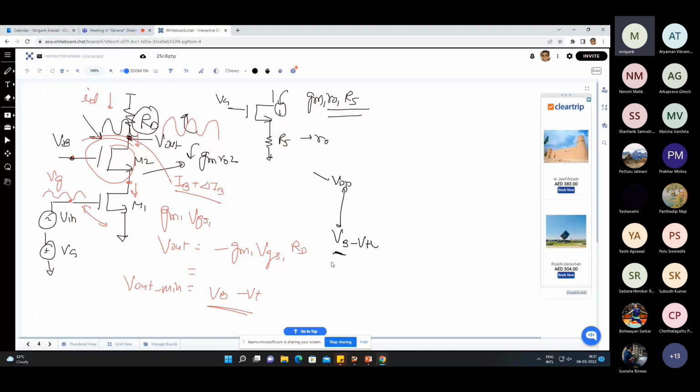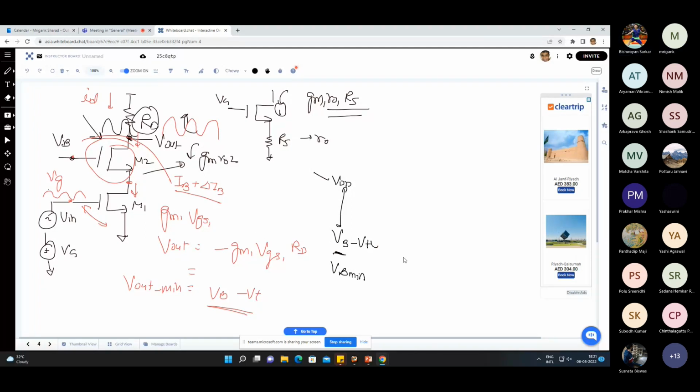Now, therefore, I have to find out VB min. How do you find out VB min? The condition that M2 should be on. So VB minus V1 greater than VTH. Yes, because M2 basically will be on.